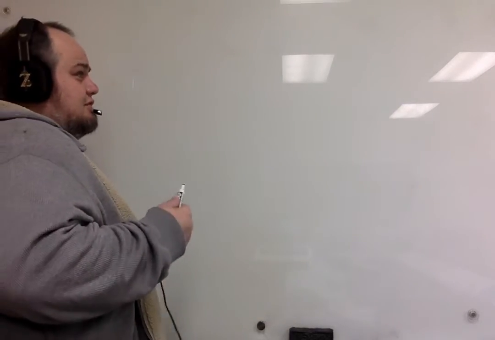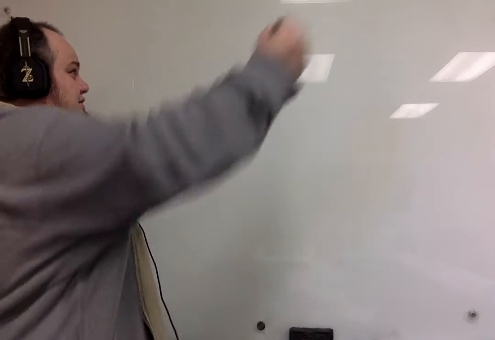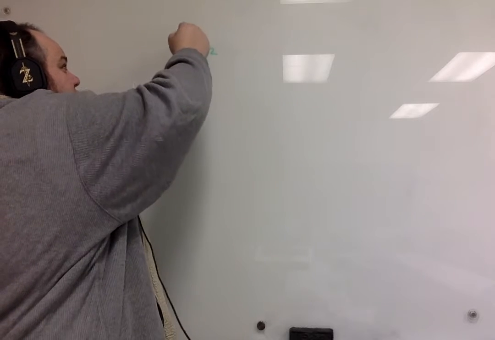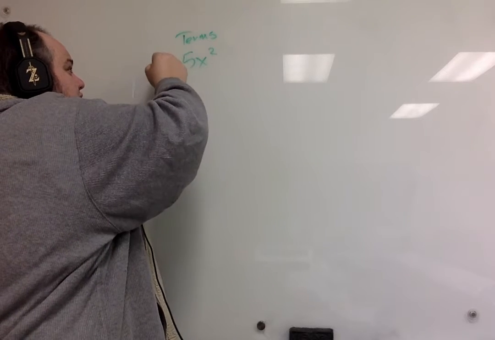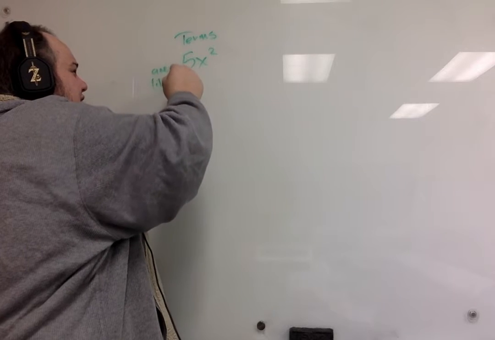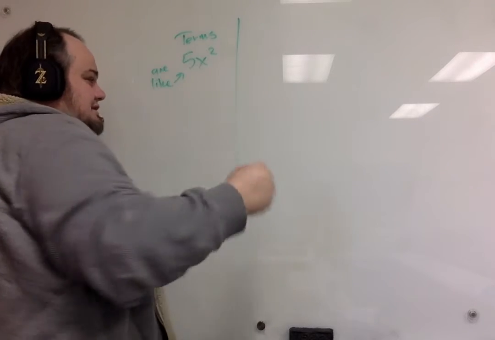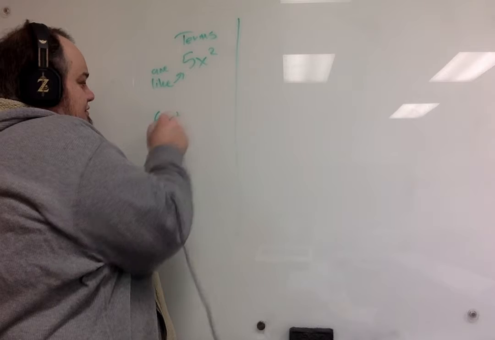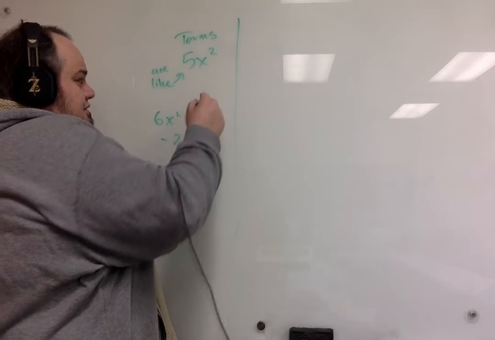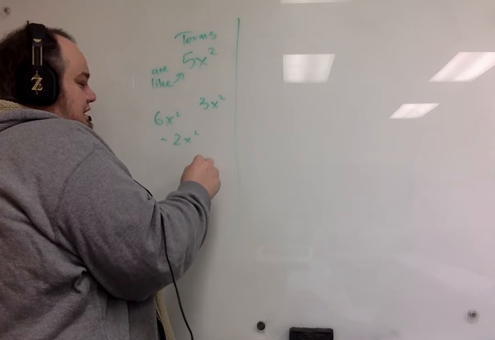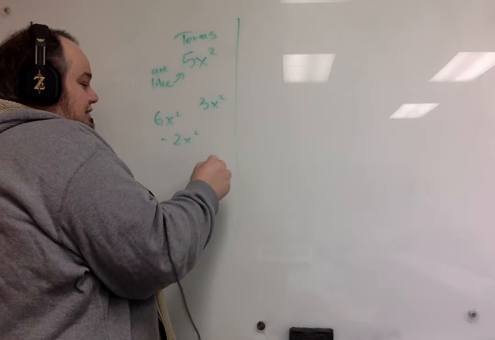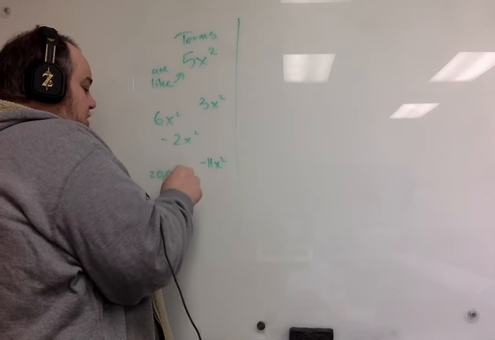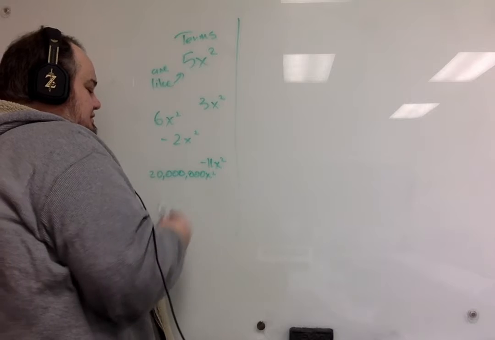The first thing we need to review is what like terms are. So let's pick a term, 5x squared. Okay, so here I'm going to write terms that are like 5x squared. So that's going to be on this side. So terms that are like 5x squared, let's go 6x squared, negative 2x squared, 3x squared, negative 11x squared. Here's a fan favorite, 20 million x squared.